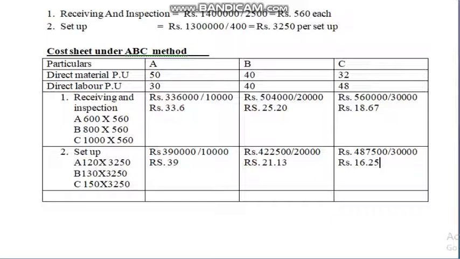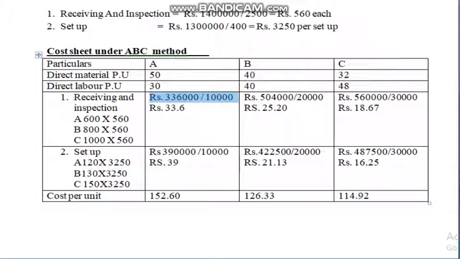So here all the activities are over. Now make the total. So product A 152.60, for product B 126.33, and for product C 114.92. So this is the cost per unit.